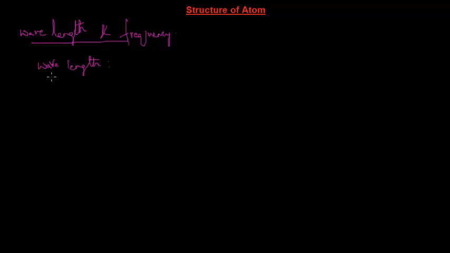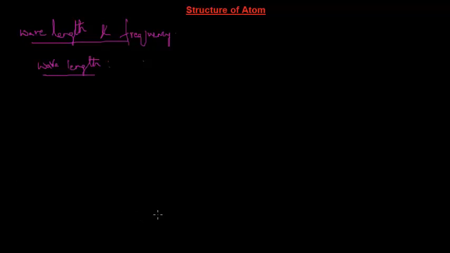In this video, we are going to learn wavelength and frequency of a wave. These are the two characteristics of any wave. So, what is meant by wavelength? Length of a wave is called wavelength. It is described as the distance from one peak to the next peak.